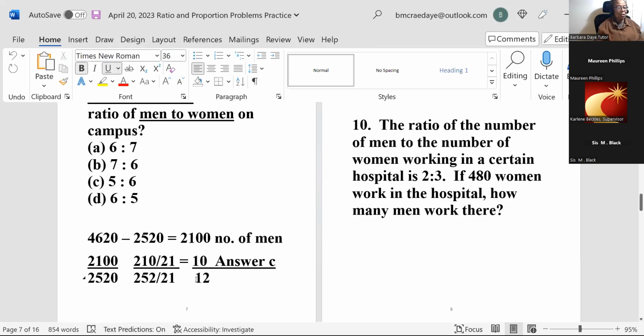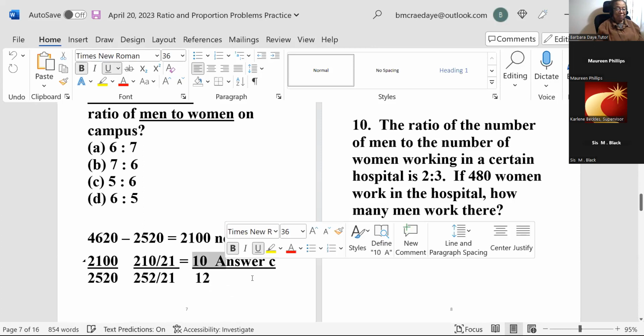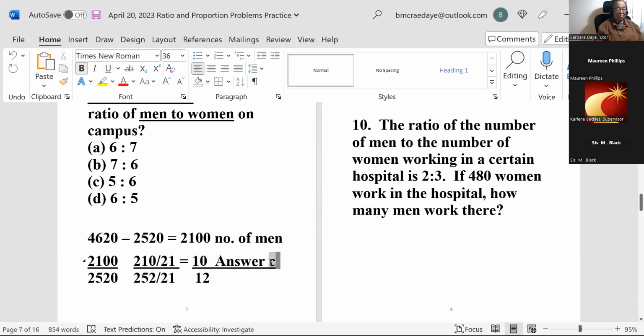Then you try to think of your biggest factor. And the biggest factor is 21. That's pretty obvious, like 210: 21 times 10 is 210. Then you say, well, let's see if that 21 will go into 252. Oh yes, it goes 12 times. So I've got 10, 12. All I have to do is simplify this, right? Just simplify 10 to 12 to 5 to 6. And that's just dividing both top number and bottom number by 2, right?